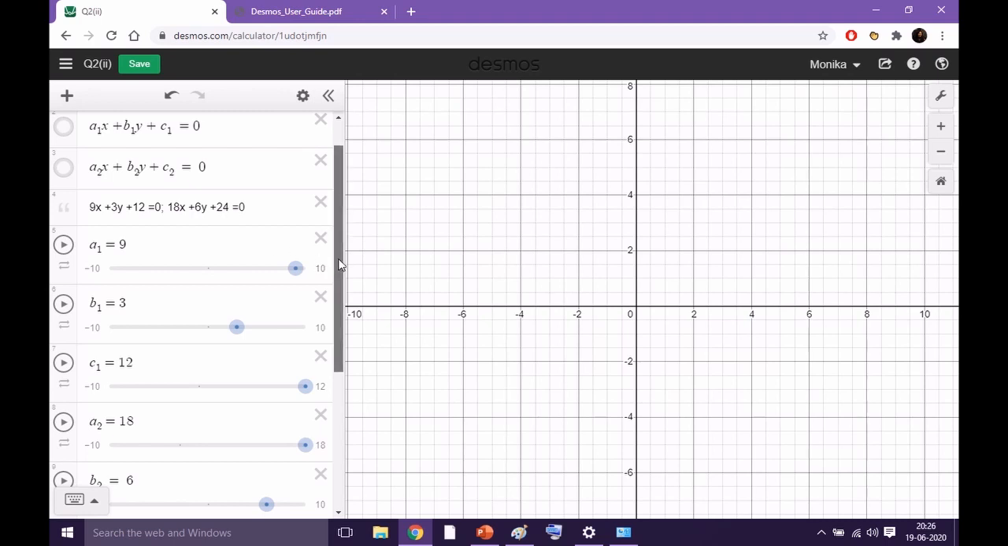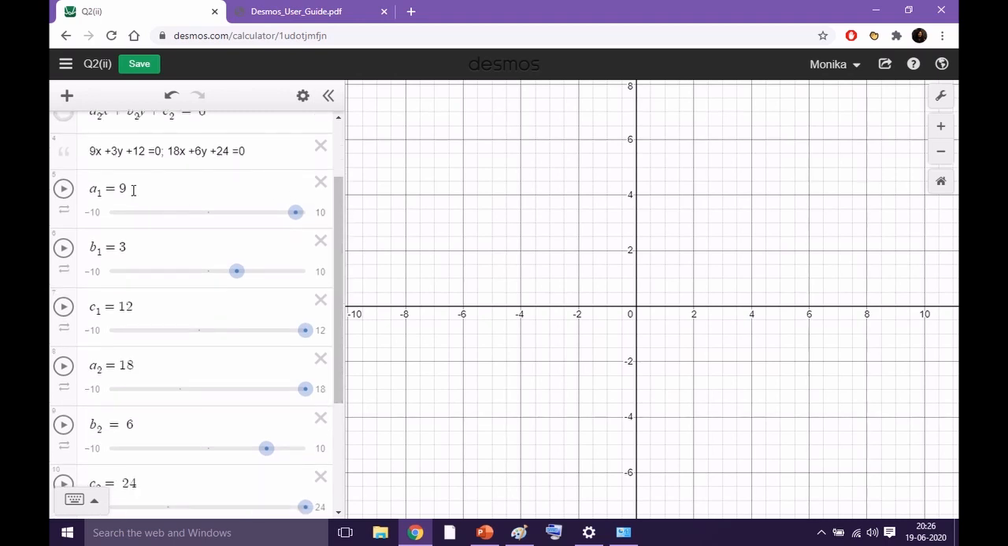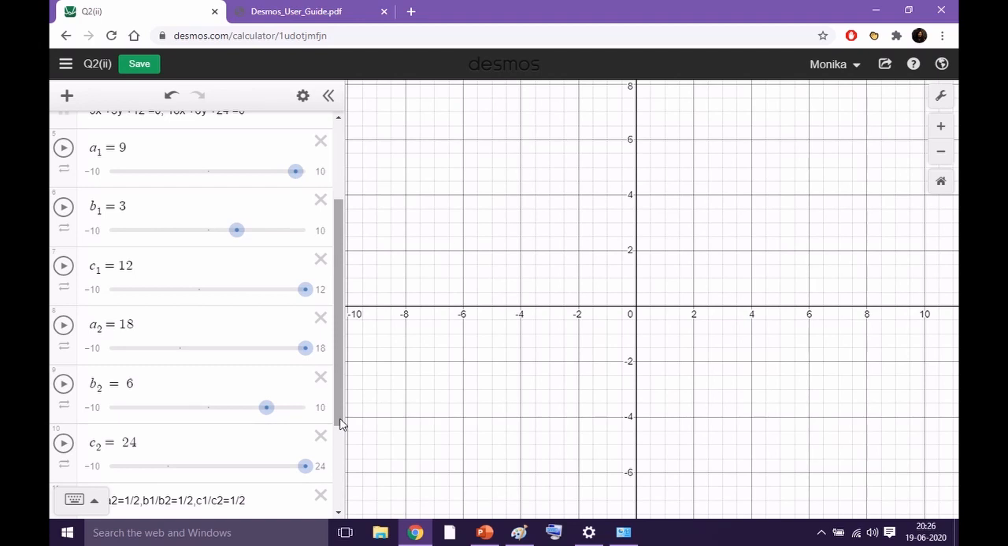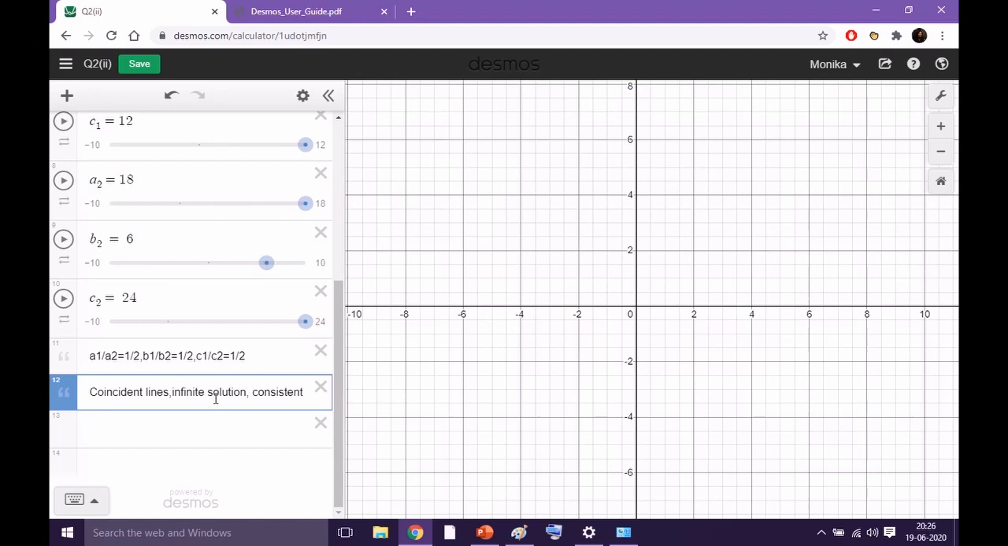We will find out the ratio A1 by A2. You can check it here: 9 by 18 is 1 by 2, B1 by B2 is 3 by 6, which is 1 by 2, and C1 by C2 is 12 by 24, which is 1 by 2. So all these three ratios are equal. We have discussed earlier, if all the ratios are equal, what type of lines do we get? Both the lines are coincident. If the lines are coincident, what type of solution? Infinite solutions. And the system will be consistent.